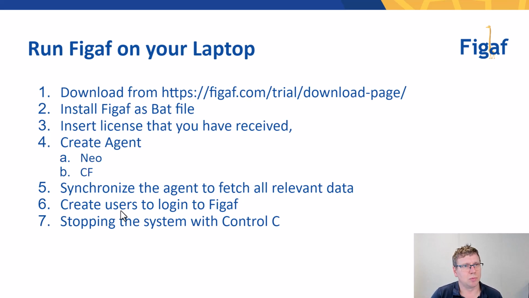You should also get it once you sign up at figaf.com/devops or any other pages and sign up for the on-premise version of the Figaf tool. You should also get links that you can use here. Then we download the bat file, download the jar file, create a bat file to run this service, and then we can use the license that we received when we signed up. Then we can create a CPI agent, fetch all the data, create users in the Figaf tool, and we got full access. But let me show you how to get started.